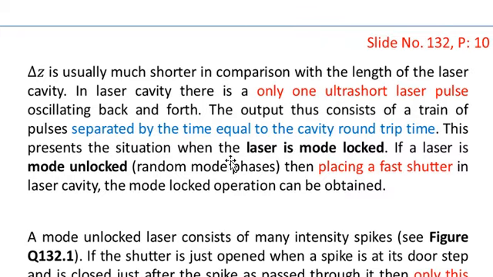If a laser is mode unlocked, that is, the modes are present with random phases, then by placing a fast shutter in the laser cavity, mode locked operation can be obtained. So it means that mode locking can also be obtained with an unmode locked laser, provided we place a fast shutter in the laser cavity. Placing a fast shutter in the laser cavity will enable us to obtain mode locked operation.